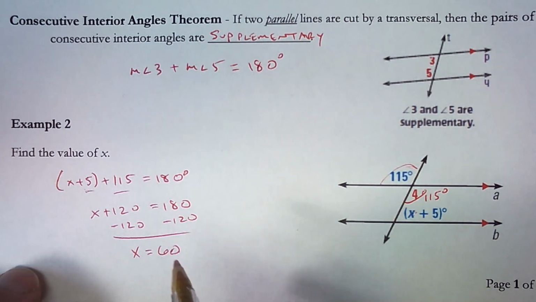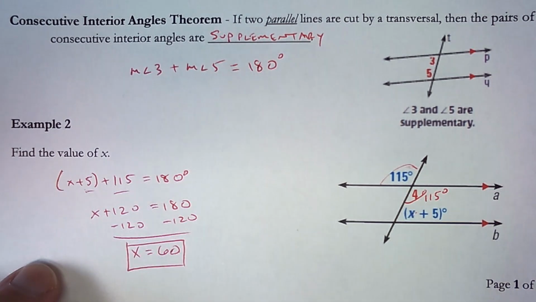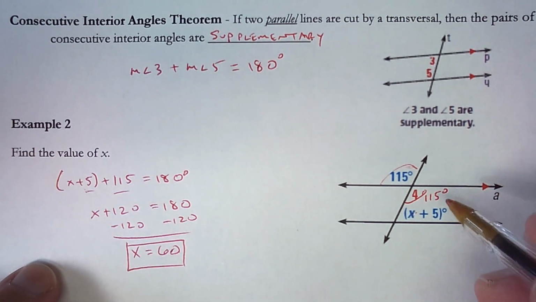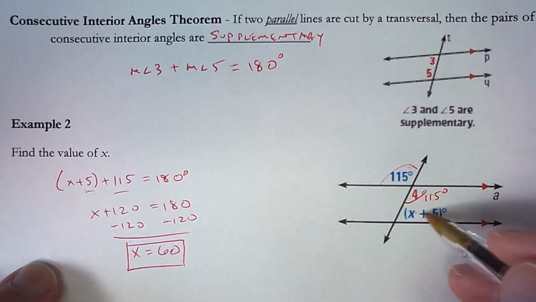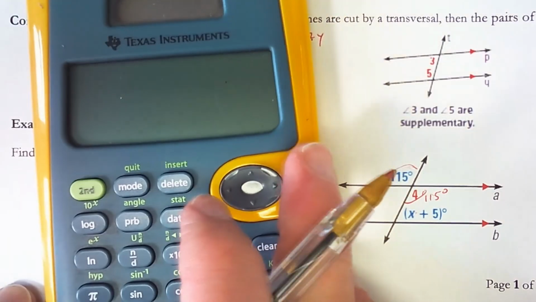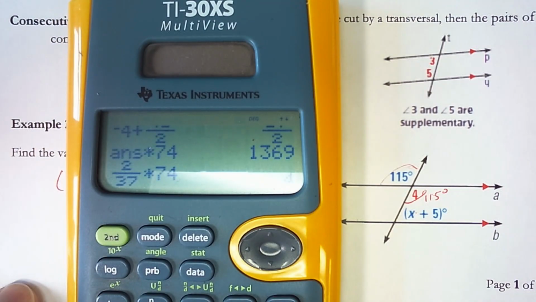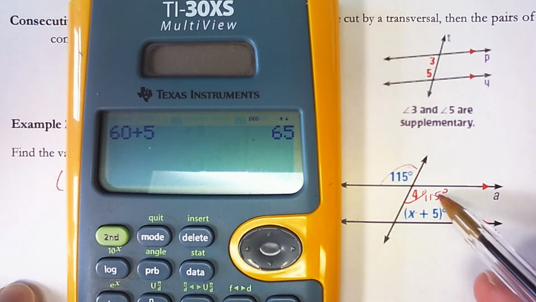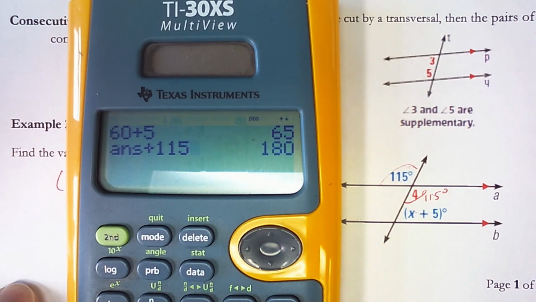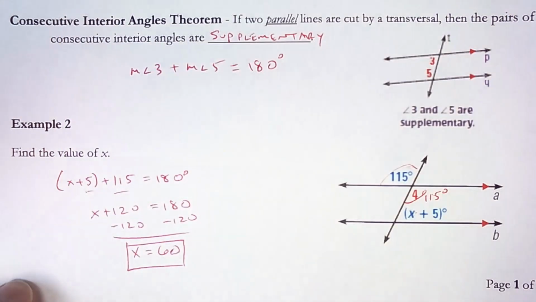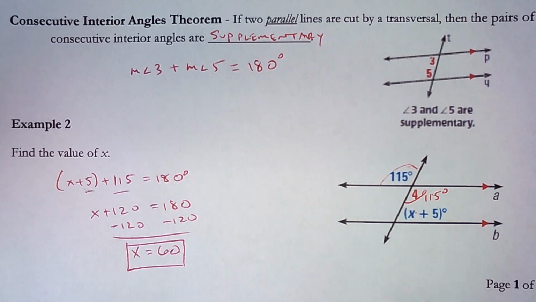Okay, that's all I'm asked for, the value of x. So I'm going to put a box around that. But I'm also going to do a quick check here. Since I know these should add up to 180 and I know x is 60, I'm going to do 60 plus 5. Okay, so that gives me this angle, plus 115, and that's 180. So that's a quick check to tell me that my answer was correct.